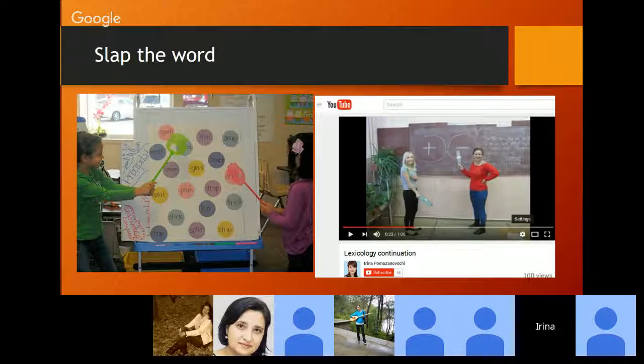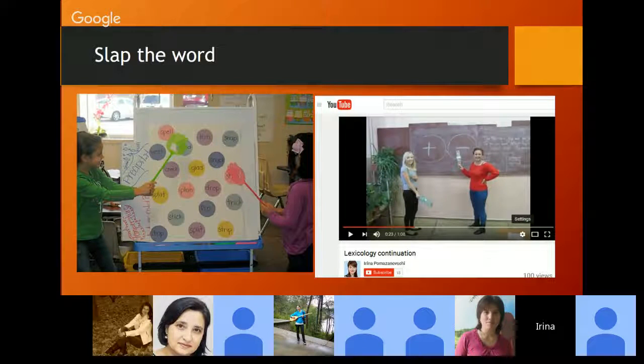Then there was a technique, slap the word, to study vocabulary. Just like Snowball, you said you can use it for vocabulary. The technique consists in the following. You have the words from the vocabulary that you studied written on the board. Two students come and they have a fly slapper that you use to kill flies or insects. The teacher says the word and they have to find it on the board and slap it, hit it. The one who is first gets a point.